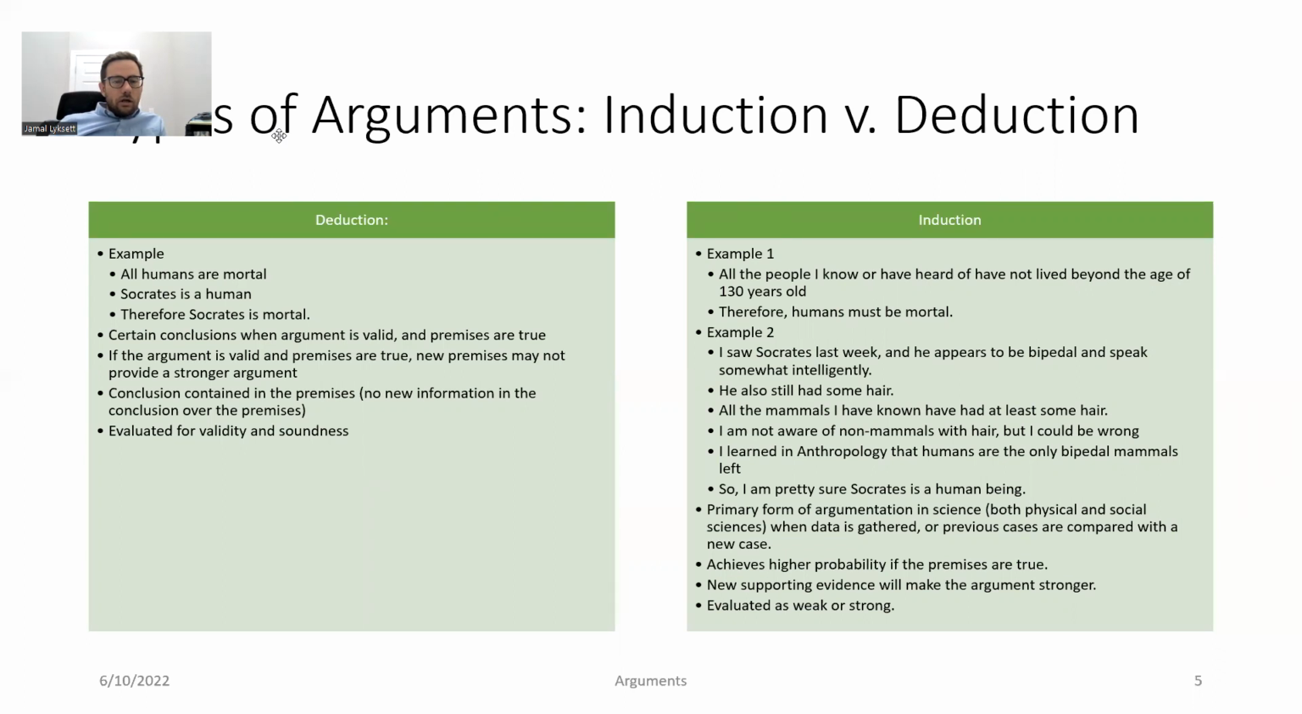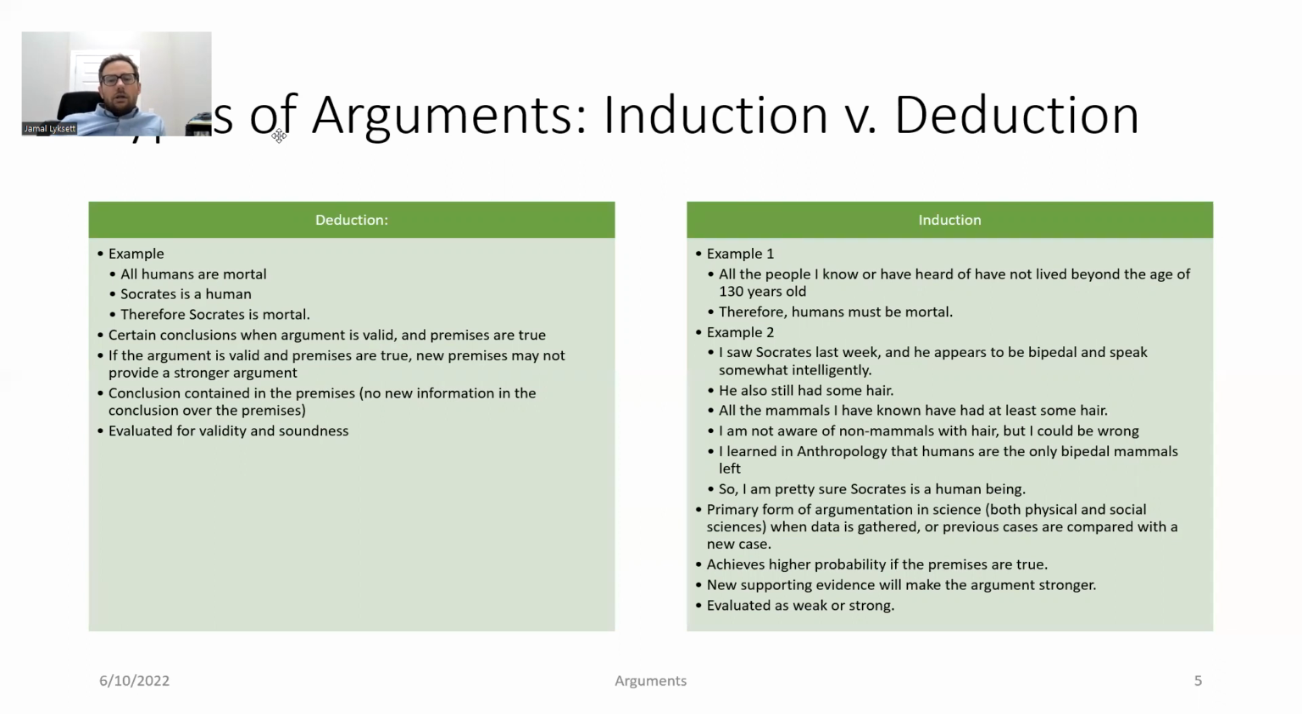With a deductive argument, if its premises are true and it's a valid argument, if we add new premises to that, it doesn't make it any stronger than before, right? Because that certainty is already there. The conclusion is contained within the premises, right? No new information arises. And they're evaluated according to validity and soundness, not according to strength.